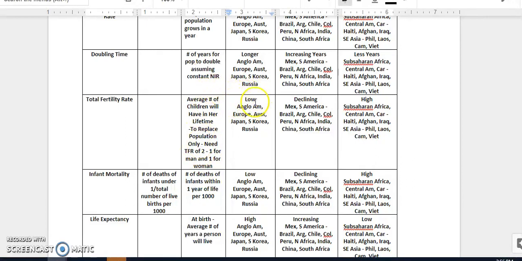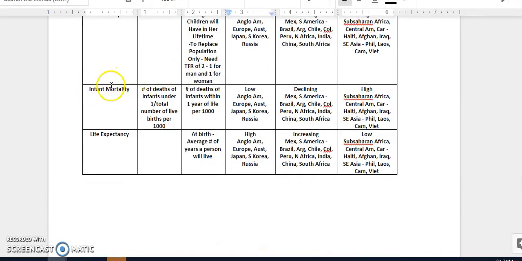Again, this is going to be low in MDC stage 4 countries, because they have lower birth rates, so they're going to have low total fertility rates. It's declining in the DCs, same examples there, because their natural increase rate is declining, so they're having fewer births. And it is very high in the LDC stage 2 countries, because they have a very high natural increase rate.